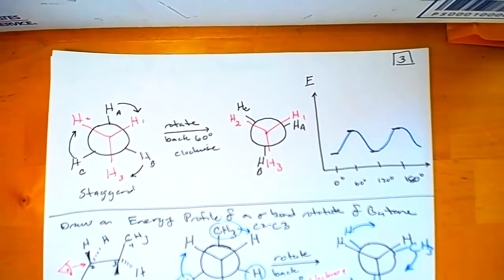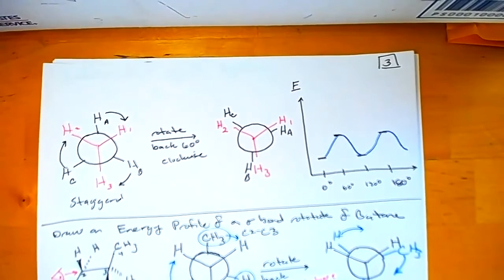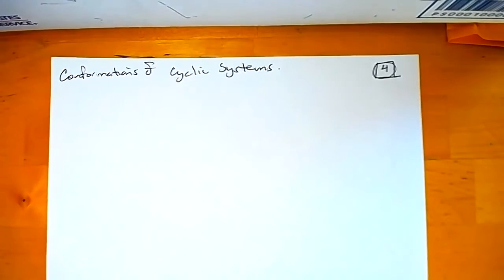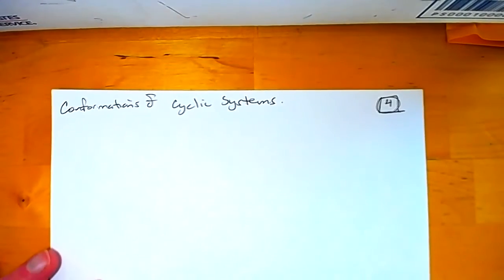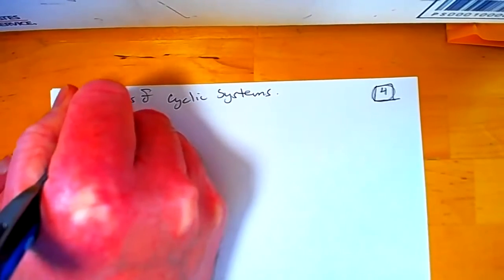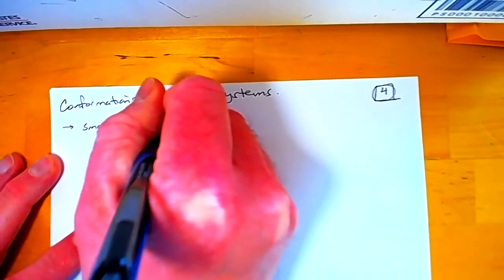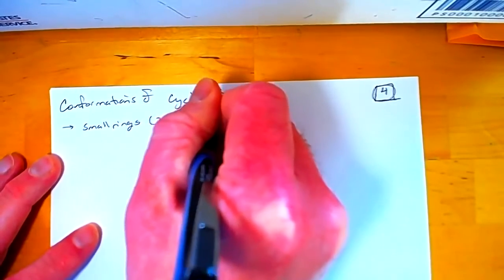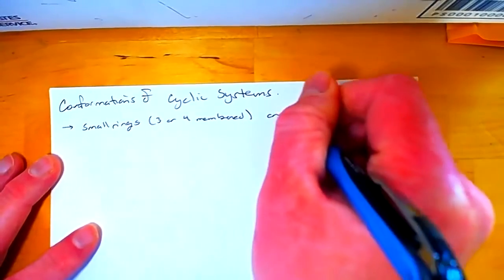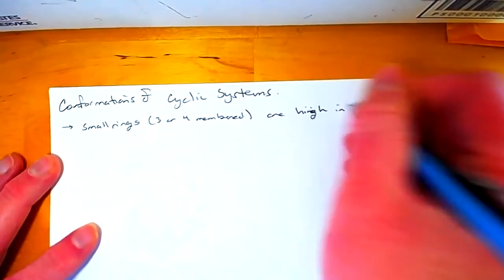Okay, now I think what I'm going to go ahead and do is move into the next topic of conformers, since this is all related, which deals with the conformation of cyclic systems, okay? And so we're going to start off by talking about small rings. Okay, so small rings, rings that are 3 or 4-membered rings, are high in energy. They are high in energy.